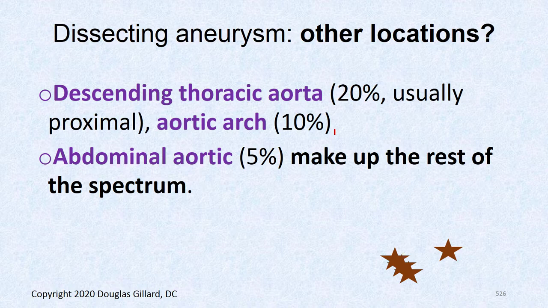What about other locations? Descending thoracic aorta, about 20% of the time.